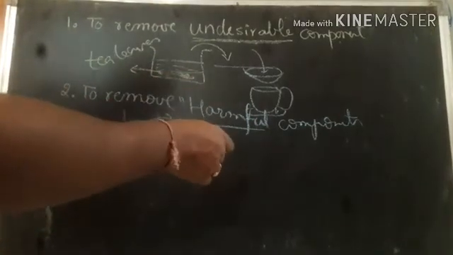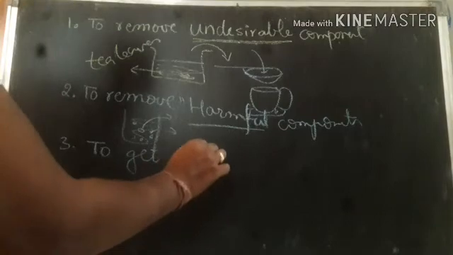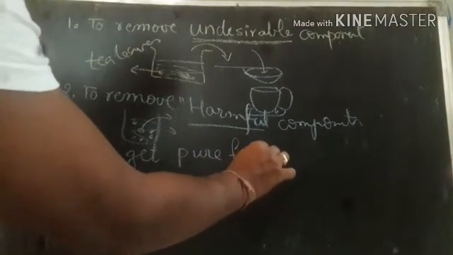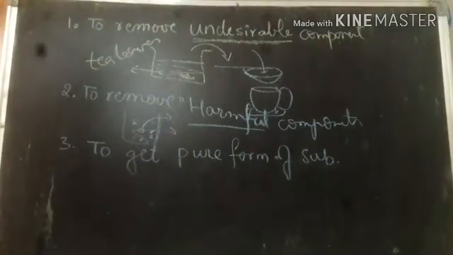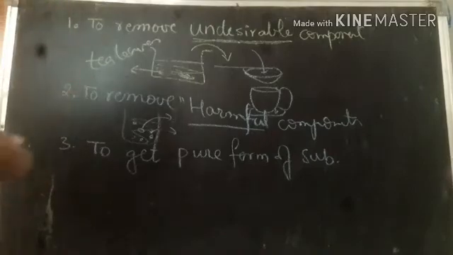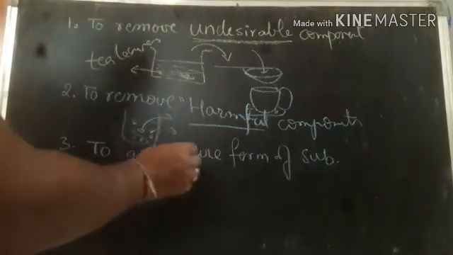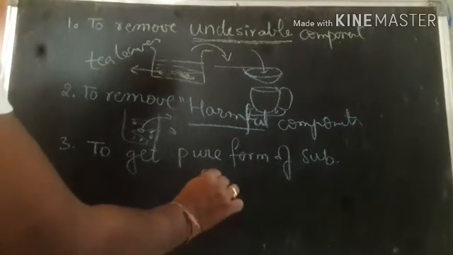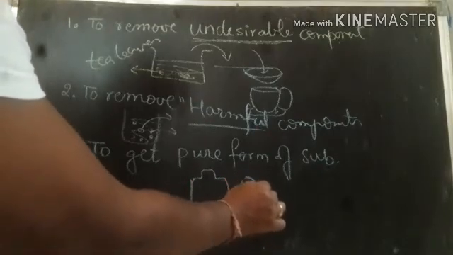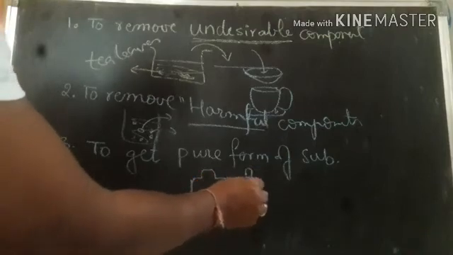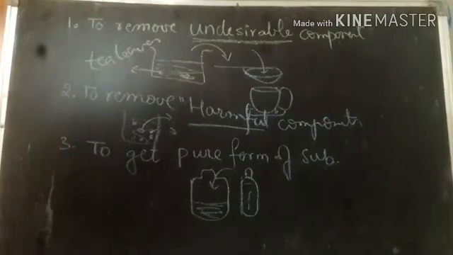And next, the third reason. Why should we separate the material? The third reason is to get a pure form of substance. Okay. When you suffer from fever, you visit a doctor, and the doctor will give you a medicine called antibiotic. It is a bottle with powder inside, and he says to open this small water bottle and pour the water into this bottle and then shake it well, then use as medicine.